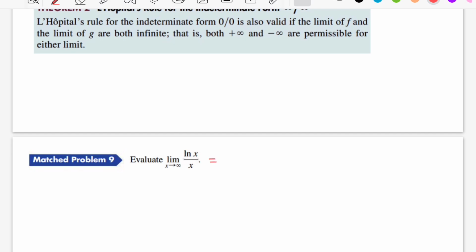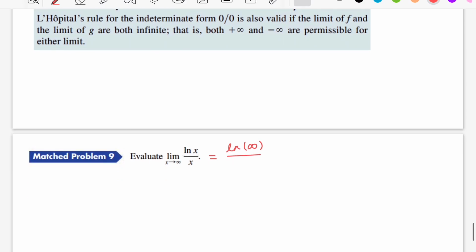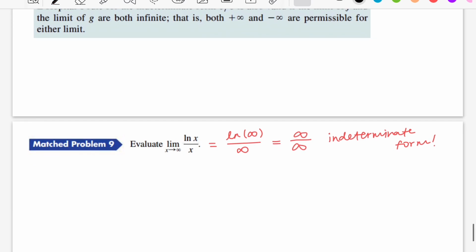So evaluating this limit, we'll get ln of infinity, which we saw in the log and exponential limits at the beginning will actually be equal to infinity. And then we have infinity at the bottom, so we get infinity over infinity here. So this is in indeterminate form, and so we use L'Hopital's rule in this case.